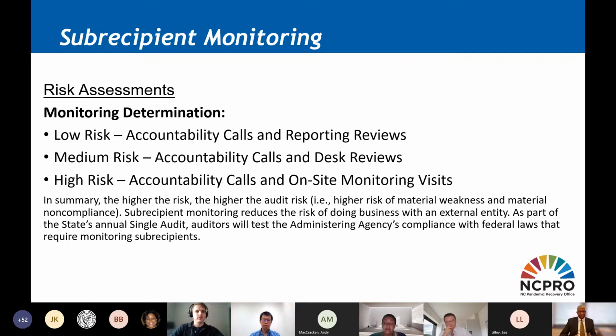Now, this, of course, is the standard, and that's something that we'll have to visit and revisit, depending on how we do with this pandemic. But in summary, the higher the risk, the higher the audit risk, monitoring levels change accordingly. And this we must do to make sure that we're in compliance with the federal laws. Next slide.